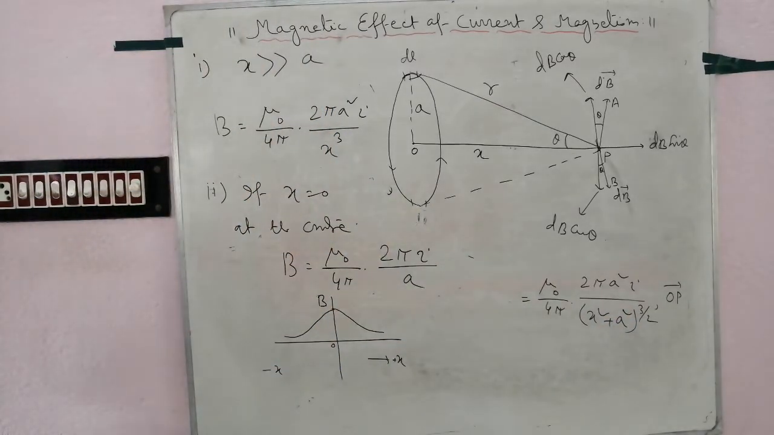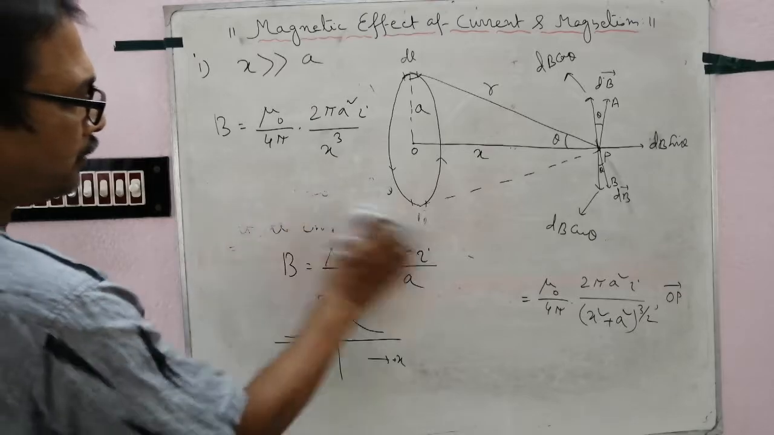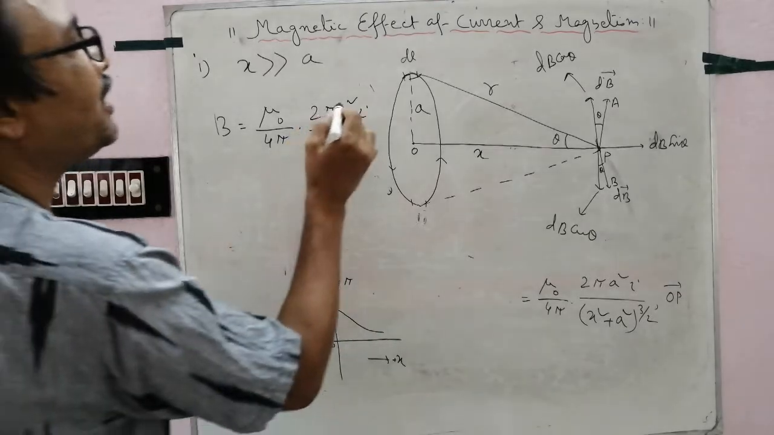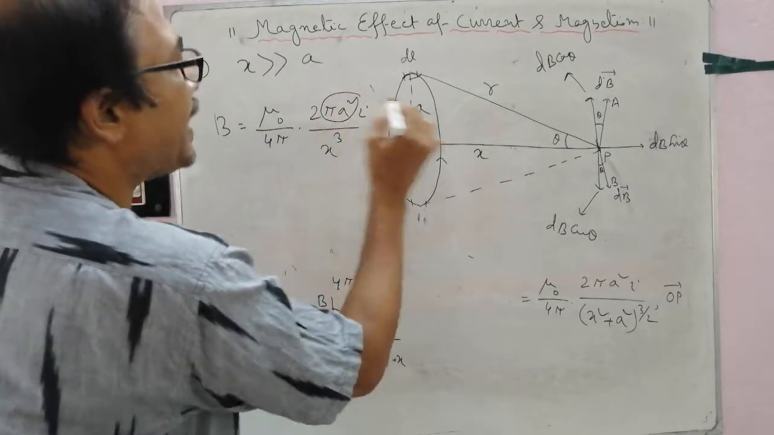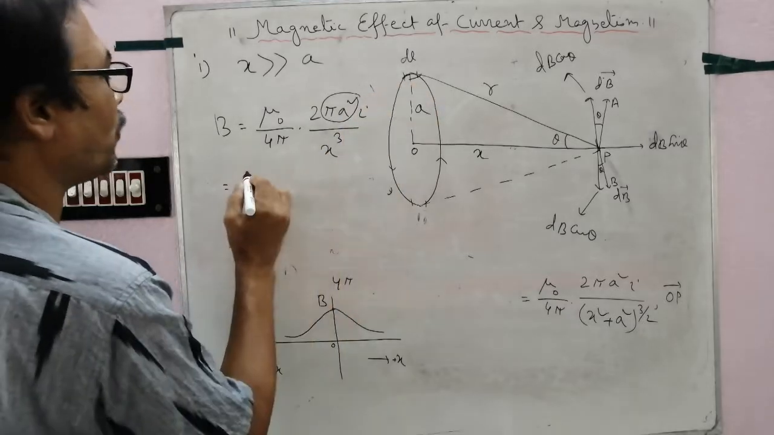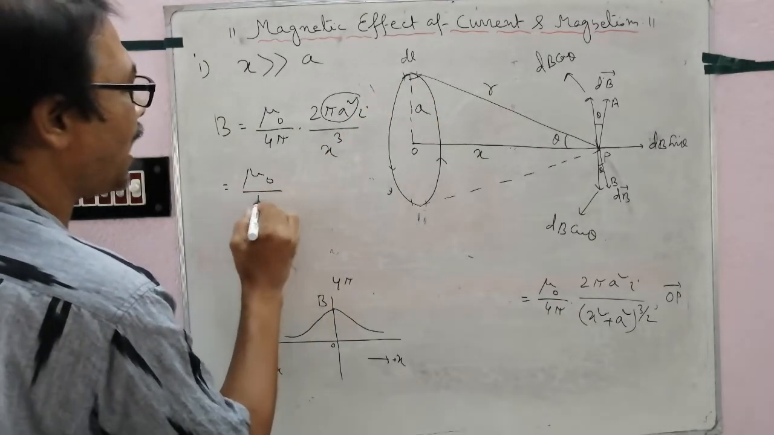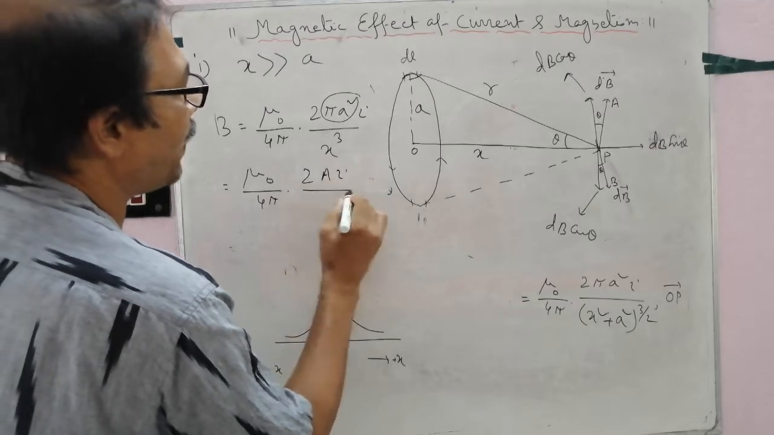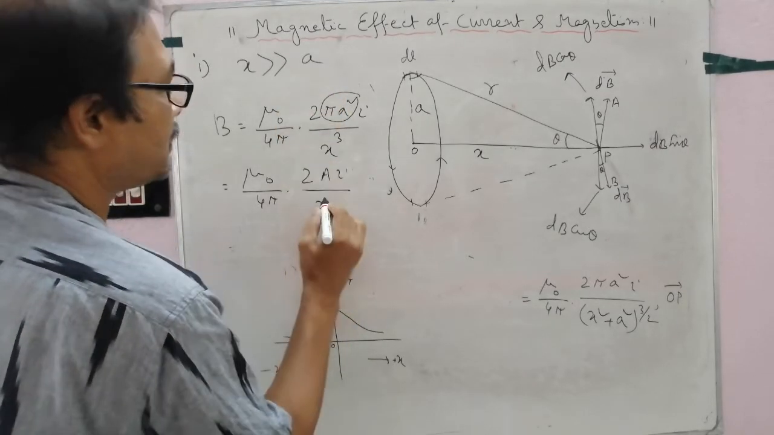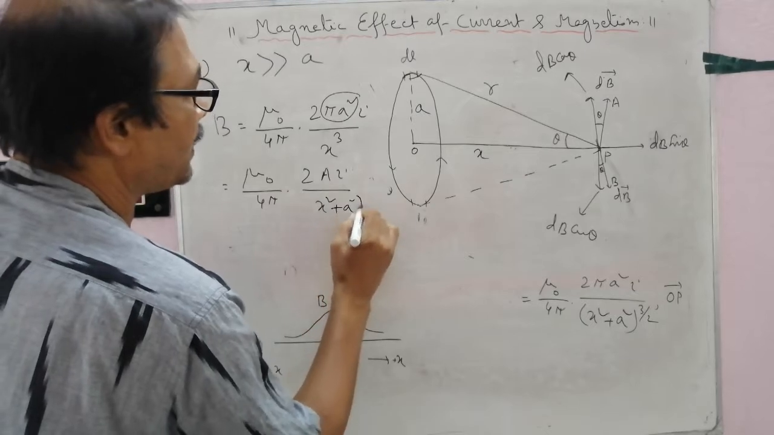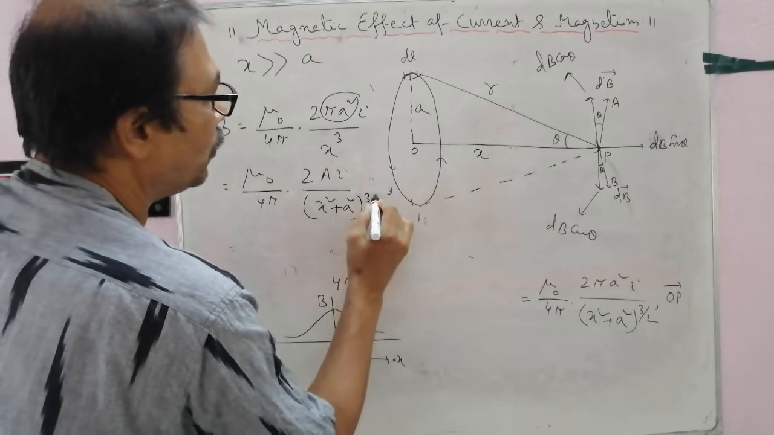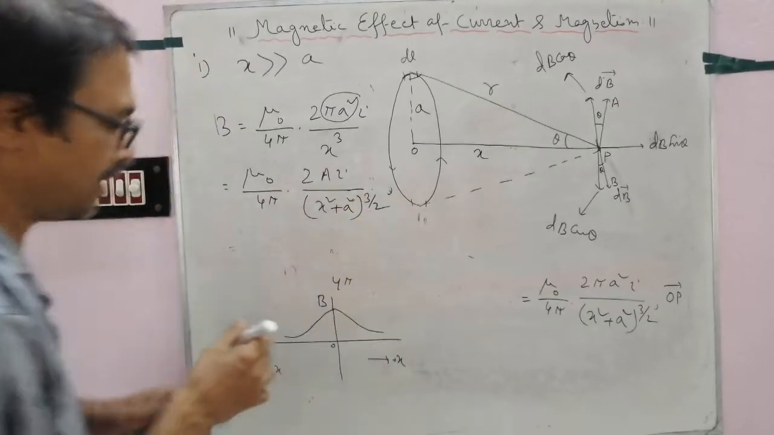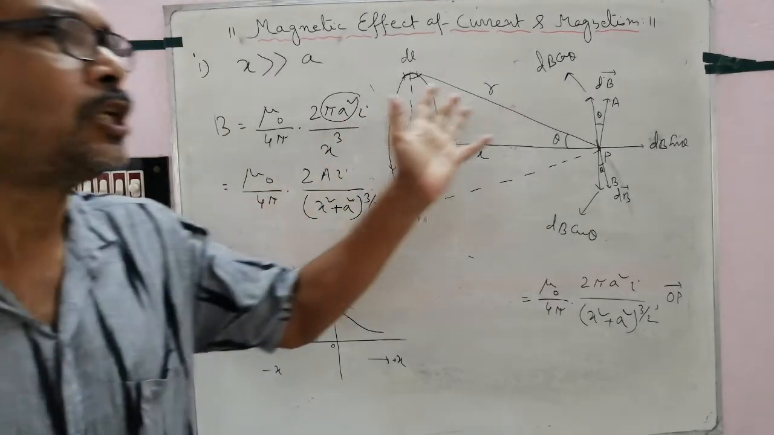Clear? Here is a very important point. What is pi a square? It is the area of the coil. So mu naught by 4 pi into 2 A I by x square plus a square whole to the power 3 by 2 Tesla. Clear? Maybe there is a numerical problem.